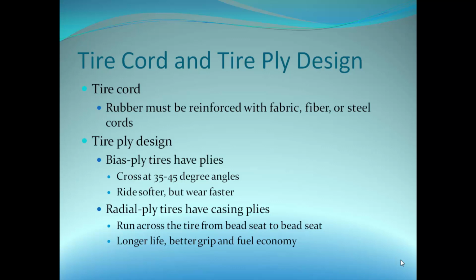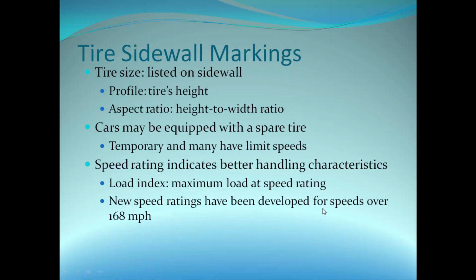Ride softer but wear faster. We have here radial ply tires, which have casing plies that run across the tire from bead seat to bead seat. Longer life, better grip, and fuel economy. So you have to choose the best thing.